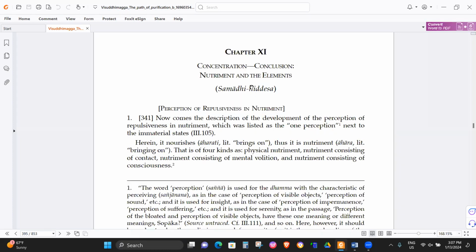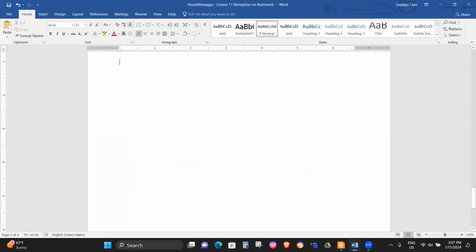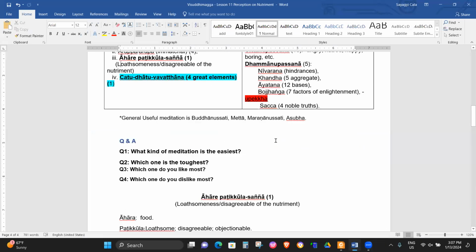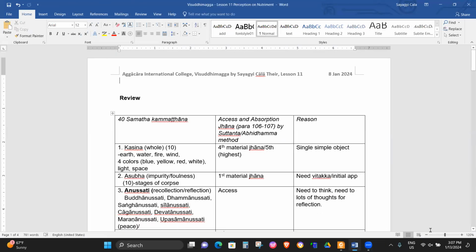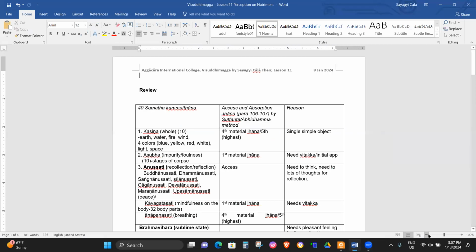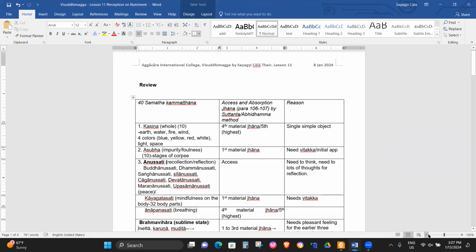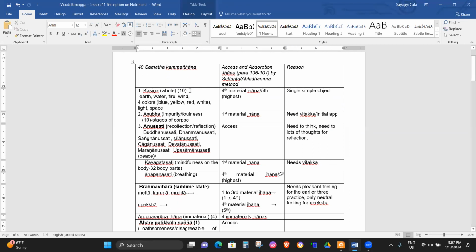Now, on this topic, nutriment and elements. So later is talking about 4 great elements. So we just go for nutriment first. So before we go on this topic, let us look back at what we have learned so far. In this class, we already go through the 40 types of samatha. I think we go through some of them already.